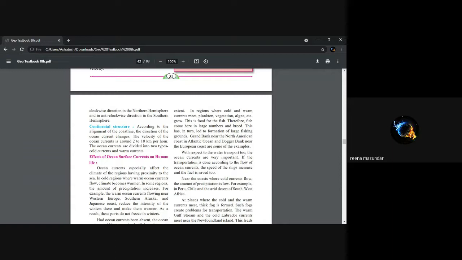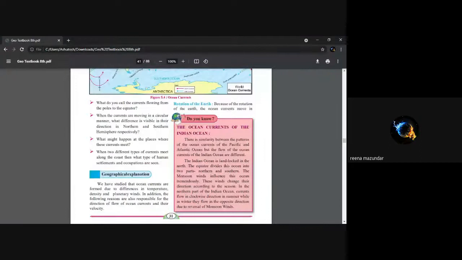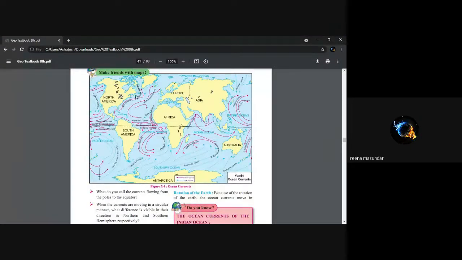So Grand Bank near North America, I will show you here. This is the Grand Bank. You can see this is the cold current and this is the North Atlantic warm current. You can see this is Labrador current written over here. Mansi, can you see my screen? Yes, ma'am. You can see this is Labrador current. I'm putting my arrow. Labrador current is the cold current, whereas Gulf Stream is the warm current.